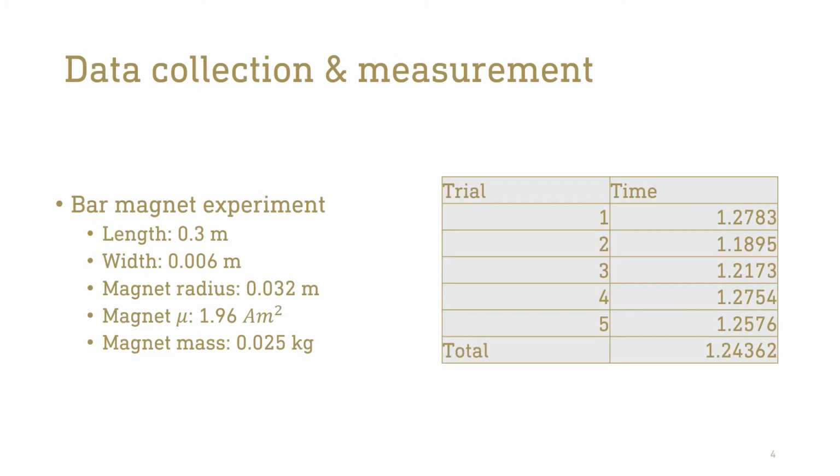First, experimental measurements of a bar magnet falling through an aluminum tube were taken. The bar magnet used was the same one as was used during Lab 3, so its magnetic dipole value was known to be 1.96. The mass and radius of the magnet, as well as the length and width of the tube, were also recorded. 5 trials were conducted, and the time it took the magnet to drop through the tube was recorded. The average fall time came out to be 1.24362 seconds.